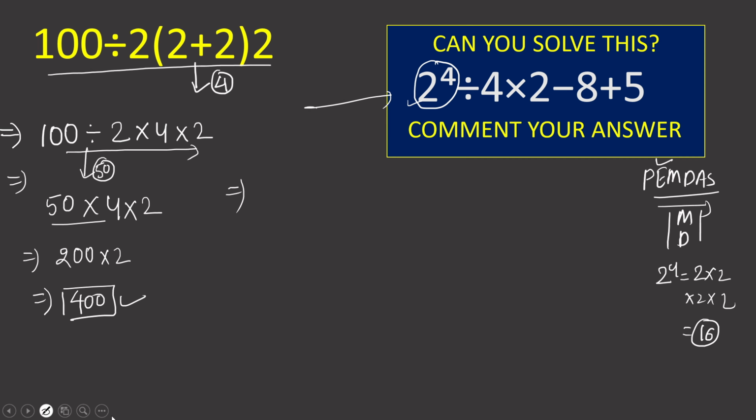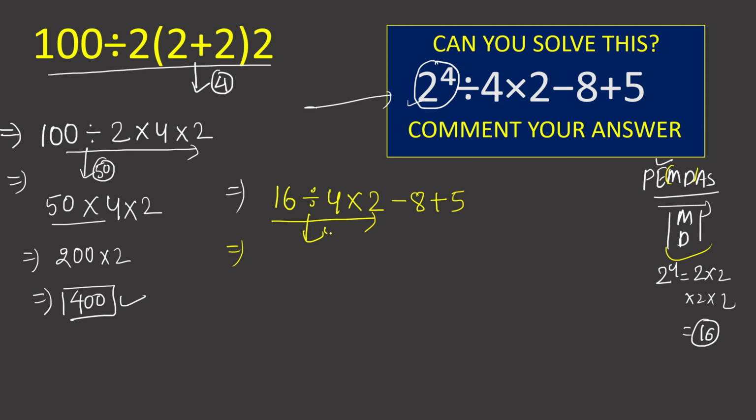So we can simply write, let's change the color here, yes. We will write 16 divided by 4 times 2 minus 8 plus 5. Here we can see again multiplication and division have the same priority, and we have to go left to right, and after that we will solve subtraction and addition. First we will solve this.